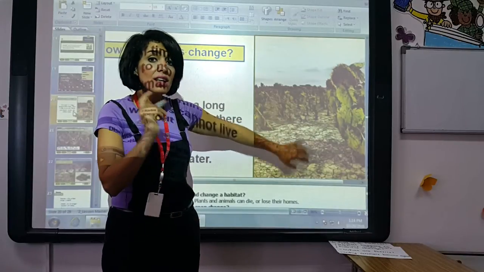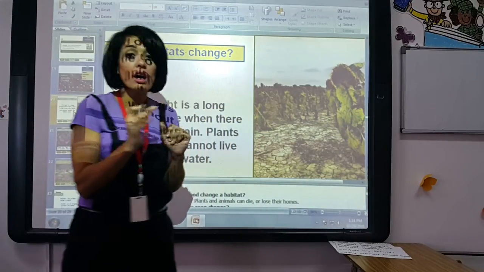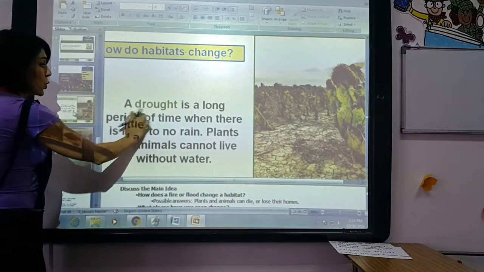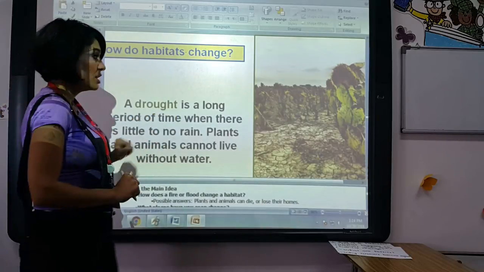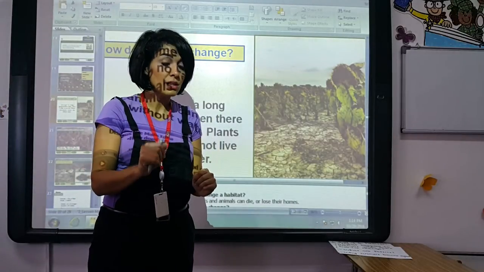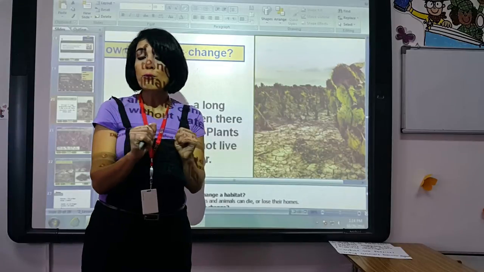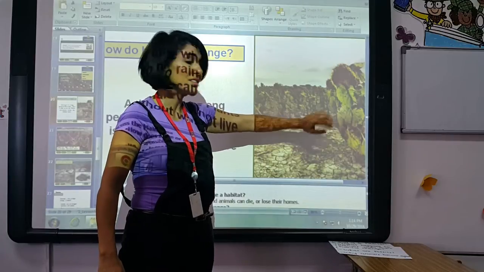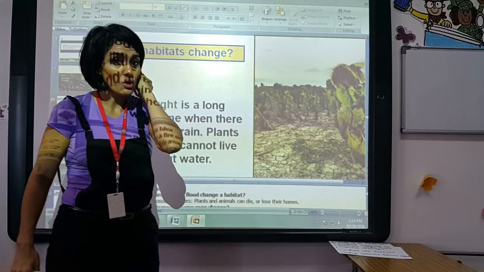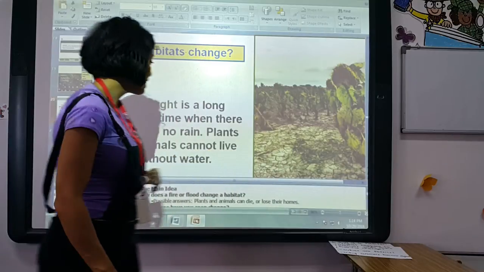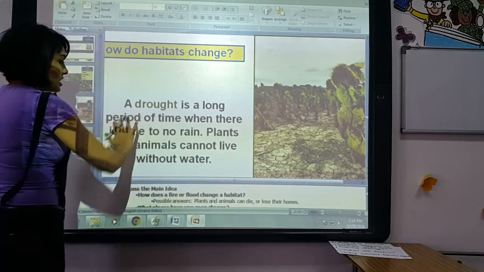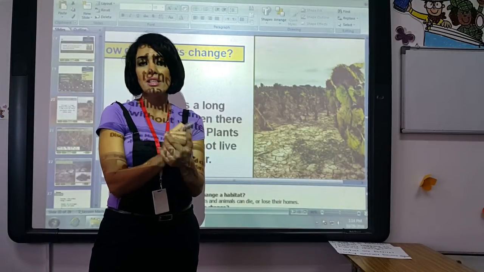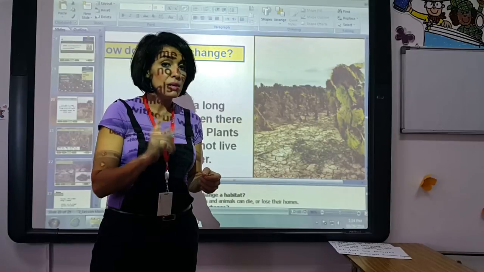A habitat that does not get enough water for a long period of time is called a drought habitat. So a drought habitat is the habitat that does not get enough water for a long period of time, and plants and animals and all living things need water in order to survive. So the first vocabulary word that we have just learned is that drought is the habitat that does not get enough water for a long period of time.